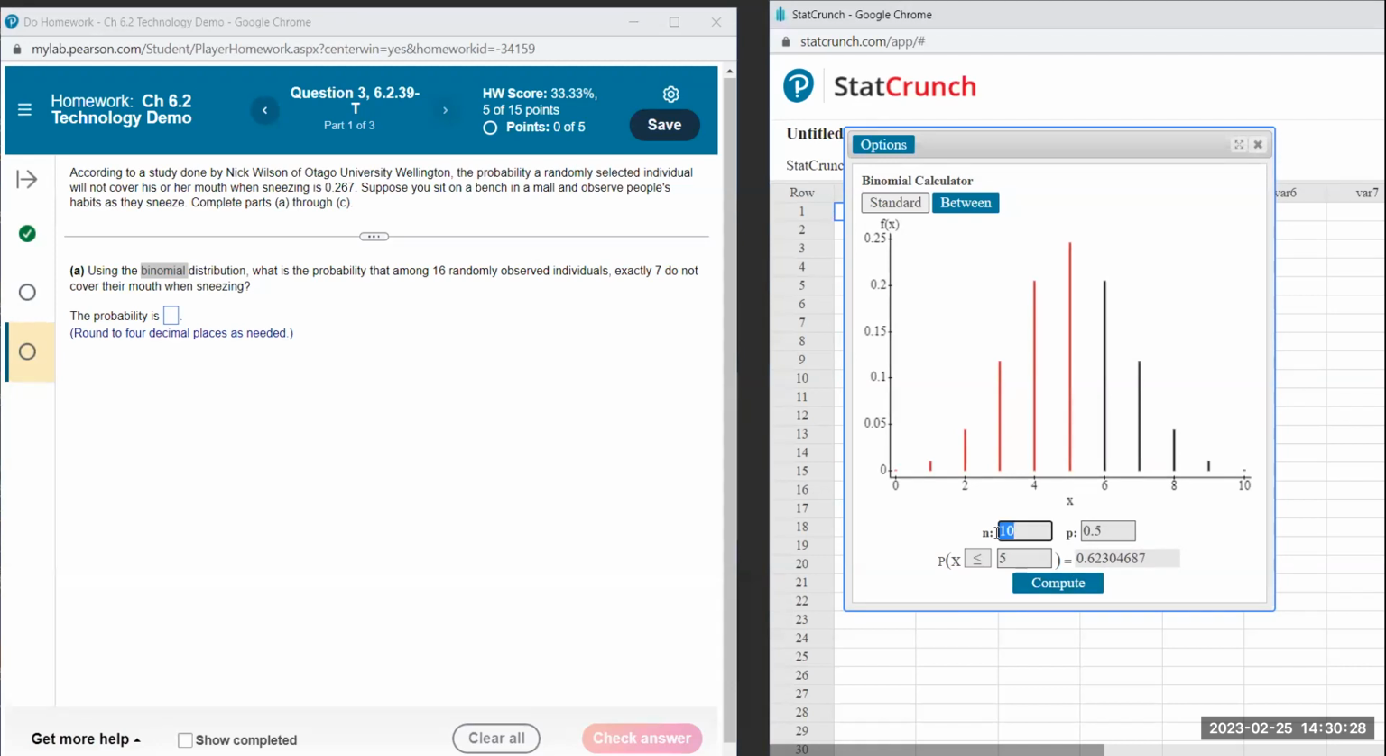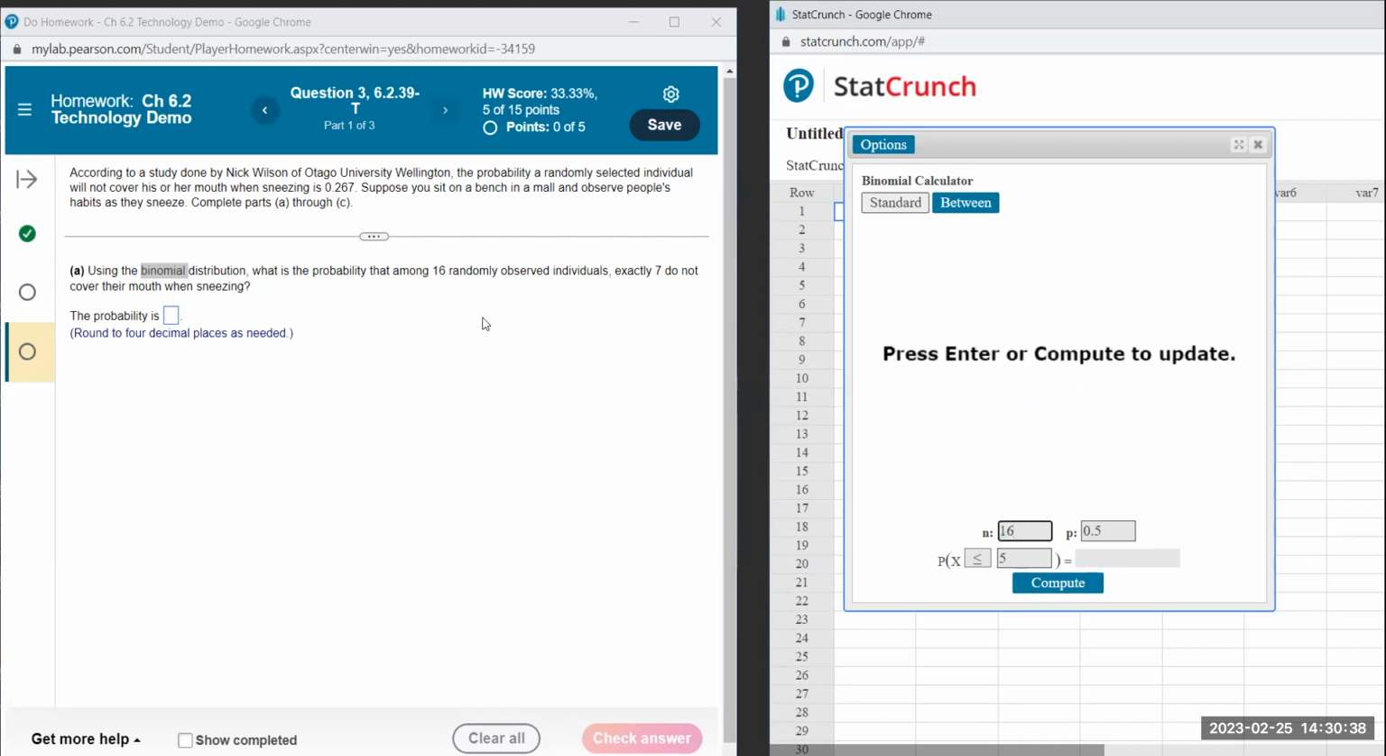So n is the number of how large the sample size was. And in this case, they're telling us in my problem that there were 16 randomly observed individuals. So however many people were observed. And then the probability, according to some study, the odds that a person is not going to cover their mouth is 0.267. So read carefully. It's not the odds that they will cover their mouth. It's the odds that they're not covering their mouth. So we're just counting the people that are not covering their mouth.